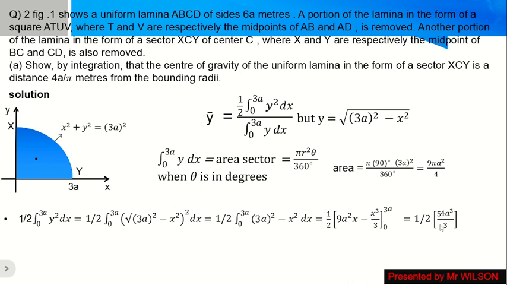Now what do we do to get y bar? You just have to divide the 2. So when you divide down the 2, you get what? You get half into 54a cubed all over 3 divided by 9 pi a squared over 4. So when you do this correctly and you simplify, you get 4a on pi.